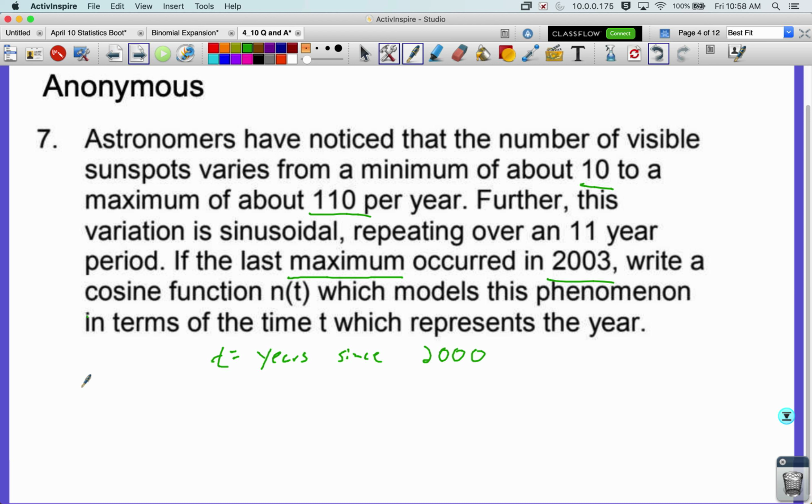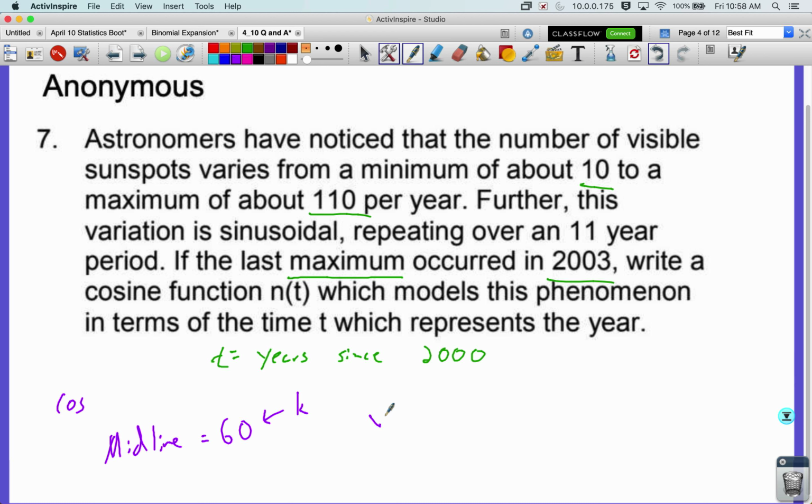Let's find that midline. Well, actually, first we've got to pick. I'm going to pick cosine because of this word maximum here. All right, now it's time to find the midline. It's going to be halfway between the minimum and the maximum. So add these together, divide by 2, and we get 60. So that's going to be our k value. It's going to be our vertical shift.